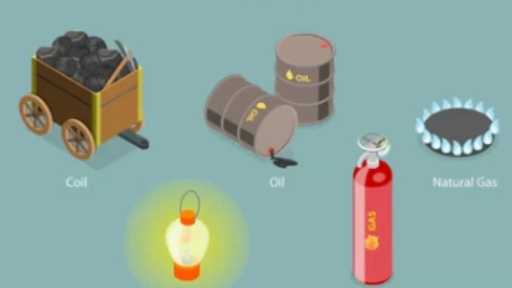Transportation and storage. Once extracted, fossil fuels must be transported from production sites to refineries, processing plants, or end users. Pipelines, tanker trucks, railroads, and ships are commonly used to transport oil, natural gas, and coal over long distances. Specialized infrastructure and facilities are also required for storage and distribution, including storage tanks, pipelines, and terminals.